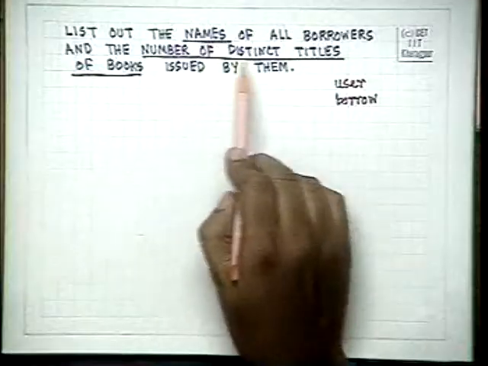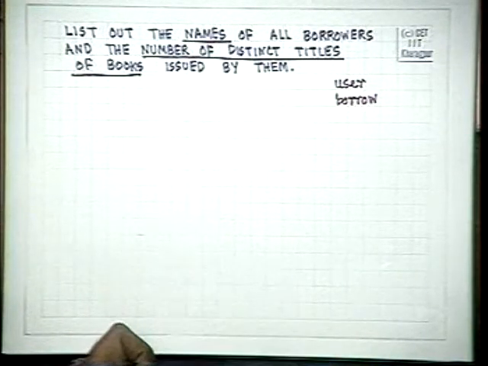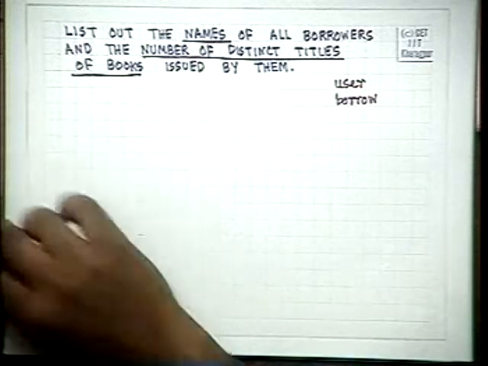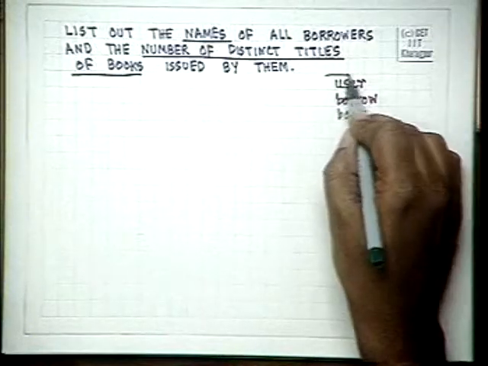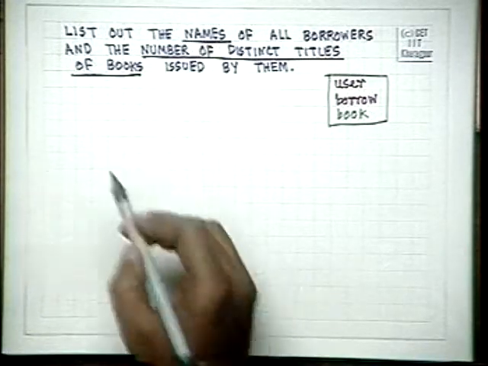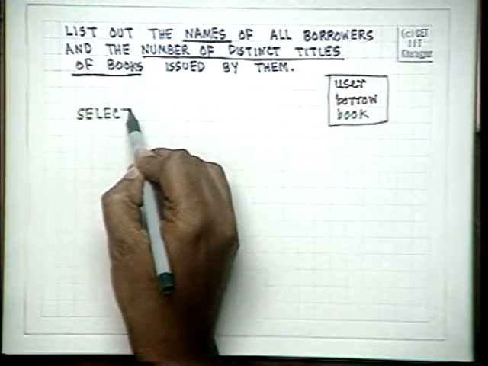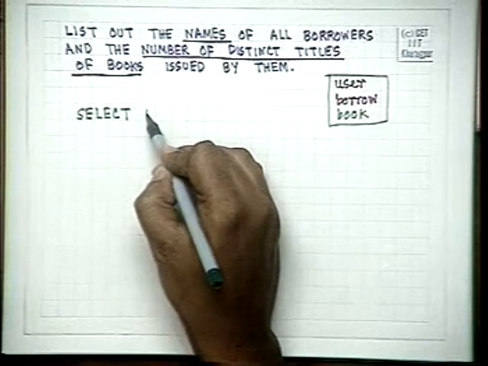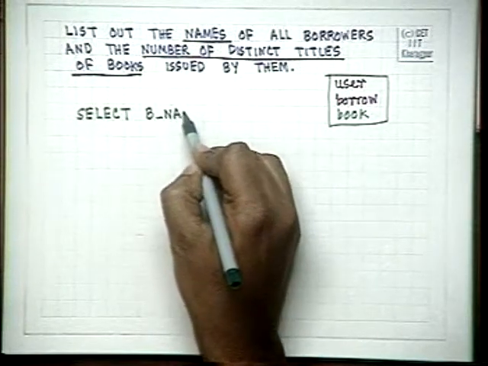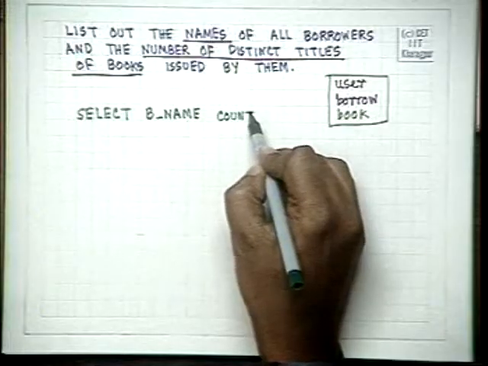We now want the number of distinct titles of books. That is, we not only want the books which are issued by him, we want all the distinct titles. So to answer that, we will have to use the book relation as well. We will have to do a natural join of these three and then start grouping. So select borrower's name we have got, and we want the count on the titles.